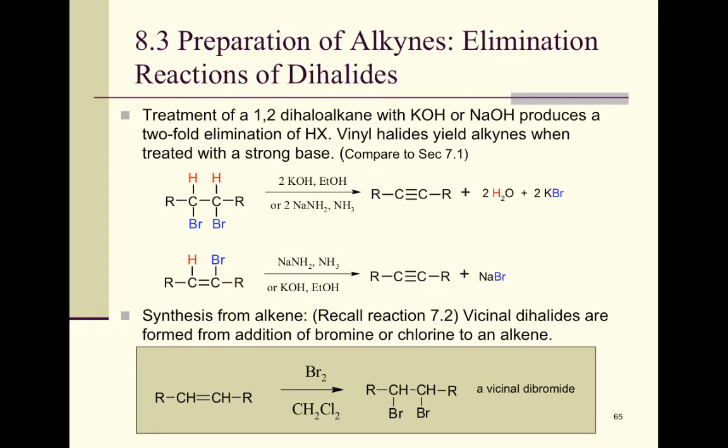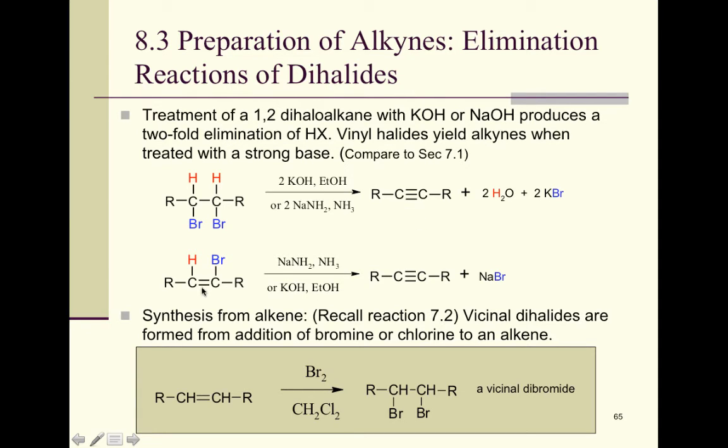This reaction, if you compare it to section 7.1, is similar to a reaction you've seen. The difference is you're not going to have 2 moles in front of this. In this case, we have 2 moles because we're going to do a double elimination, a twofold elimination, forming our alkyne. It's the same set of reagents you saw to make an alkene, but because we have 2 moles, we can change our alkane to an alkyne.